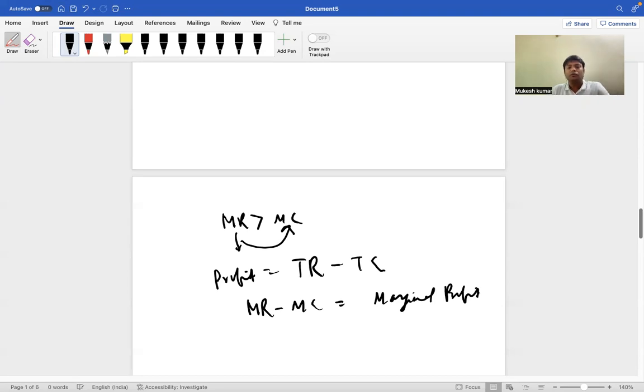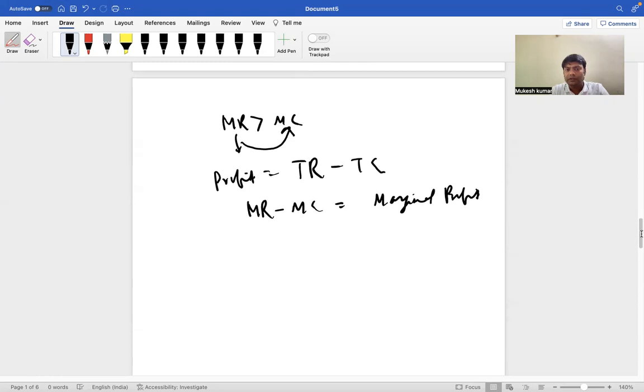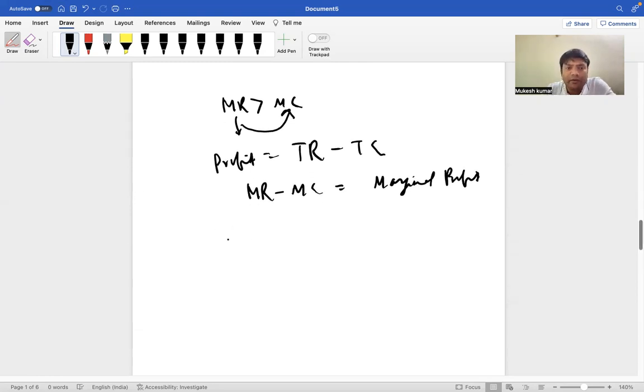Marginal profit. If marginal revenue is greater than marginal cost, then we can say that the additional revenue from producing and selling the good is greater than the cost of production of that additional good. So marginal profit is positive here. The profit derived from selling that additional good is positive. So the monopolist would like to expand the output.